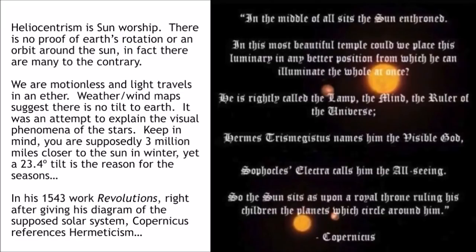In his 1543 work, Revolutions, right after giving his diagram of the supposed solar system, Copernicus references Hermeticism. "In the middle of all sits the sun enthroned. In this most beautiful temple could we place this luminary in any better position from which he can illuminate the whole at once. He is rightly called the lamp, the mind, the ruler of the universe. Hermes Trismegistus names him the visible God. Sophocles' Electra calls him the all-seeing. So the sun sits as upon a royal throne, ruling his children, the planets which circle around him."